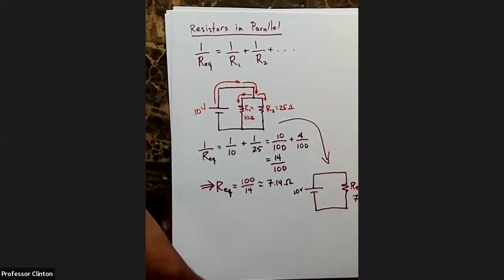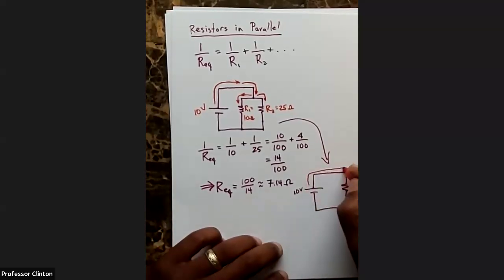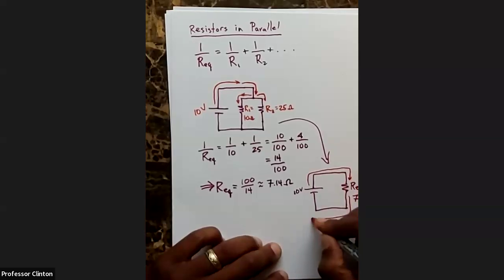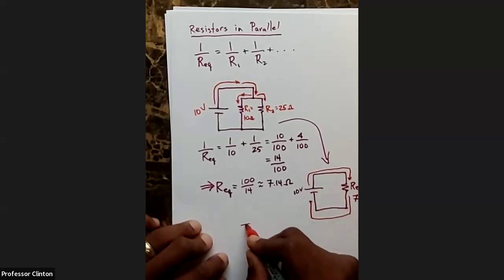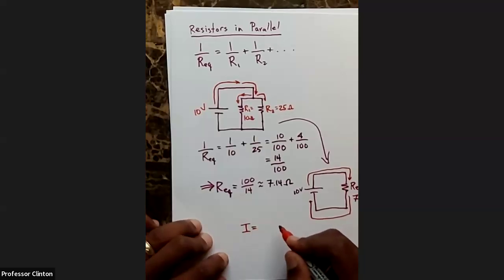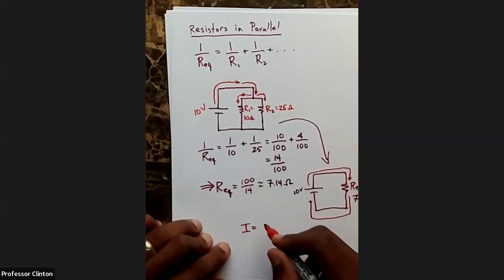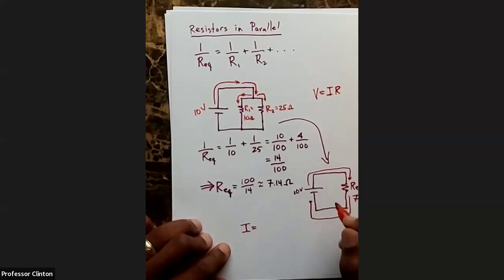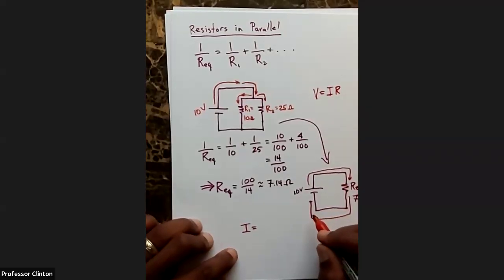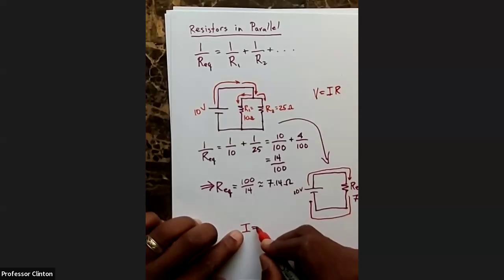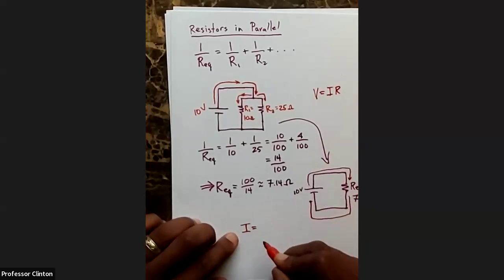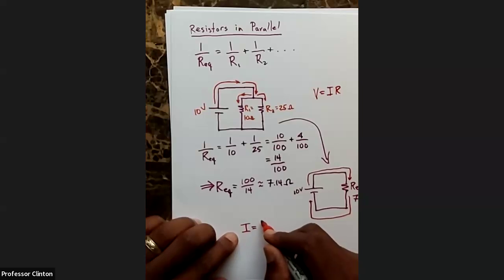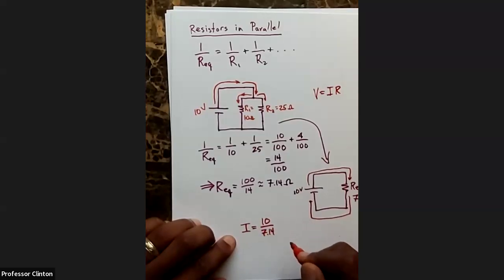And then most of the time we'll be left with figuring out what the current is. And same thing, we use Ohm's law. So the current, one more time, if V is equal to I times R, I always have to write that down to make sure I write this properly. If we solve for I, we get that I is equal to the voltage, 10, divided by the equivalent resistance, which is 7.14.